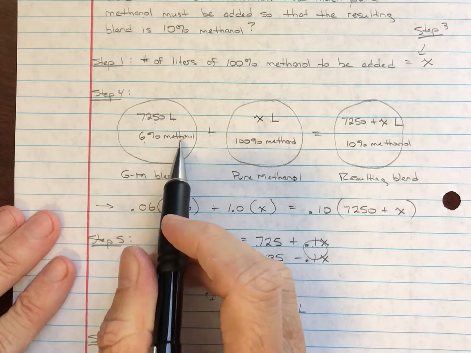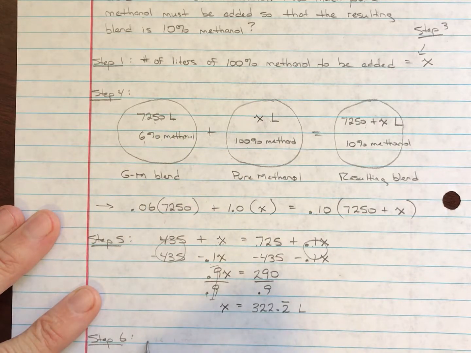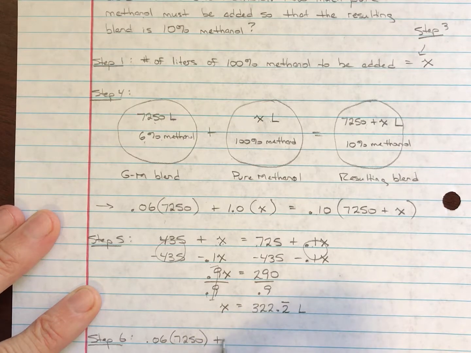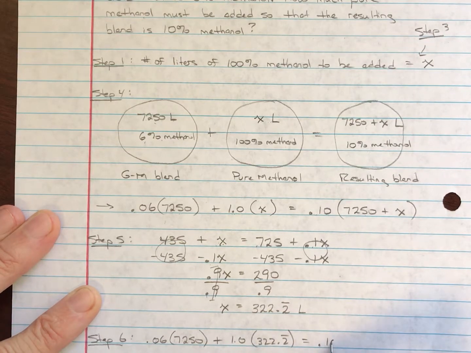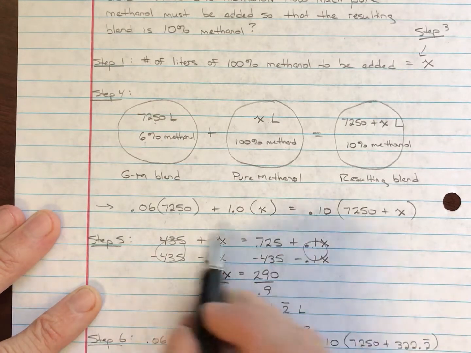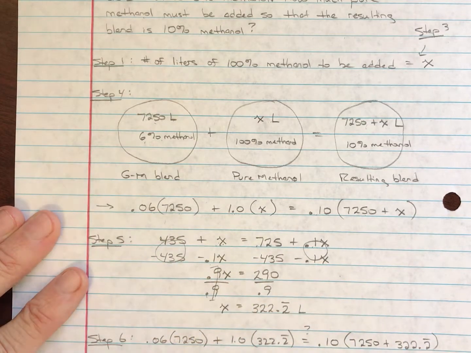We're starting off with 6% of 7250. If we add that 100% of 322.2 repeating, do we get 10% of 7250 plus 322.2 repeating? That's our question. We're going to substitute this into our equation. Does that make sense? We can put that into a calculator, and I'm going to assume it does, but I'll do a quick check here.